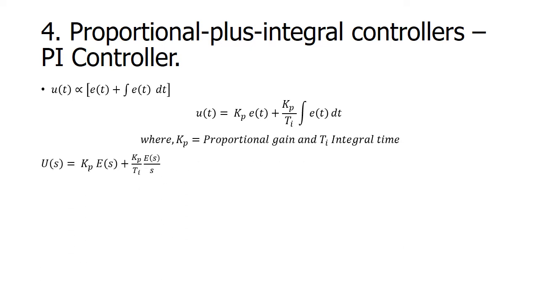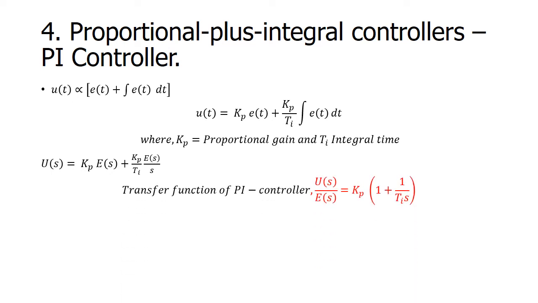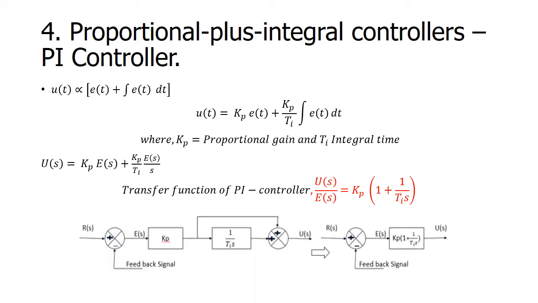Then we take the Laplace transform. We get U(s) is equal to Kp into E(s) plus Kp by Ti into E(s) by s. So when we take the transfer function U(s) by E(s), that is equal to Kp into 1 plus 1 by Ti s. So now we have proportionality, then we have integration. In combination we have Kp into 1 plus 1 by Ti s as the controller gain of the PI controller.